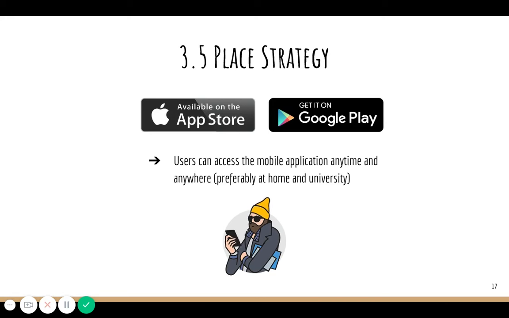Up next, we have place strategy. The Coffee O'Clock application will be available on both the Apple App Store and Google Play Store. This is to ensure all students who are Apple users or Android users are able to use the application. Besides, the target market can access the mobile application anytime and anywhere, but preferably at home for the reminder function and at university for the reward card function.